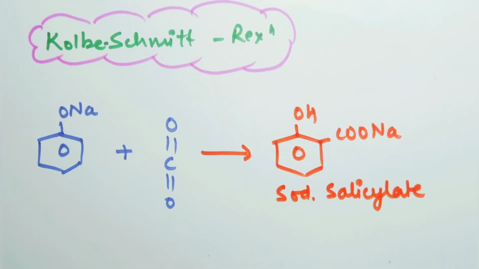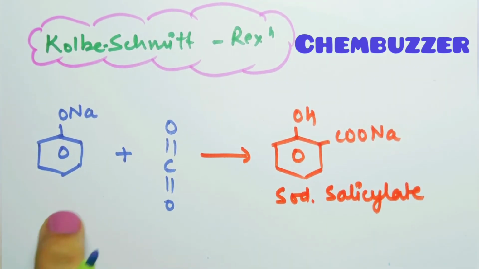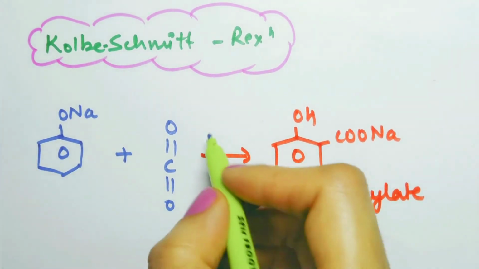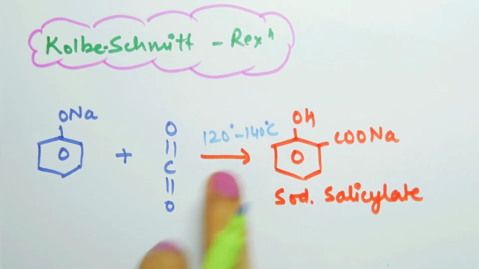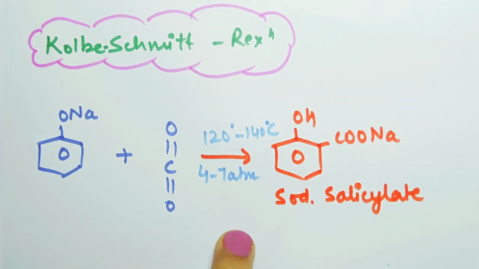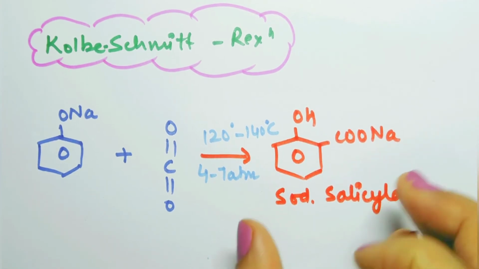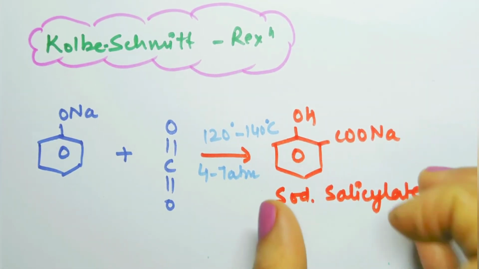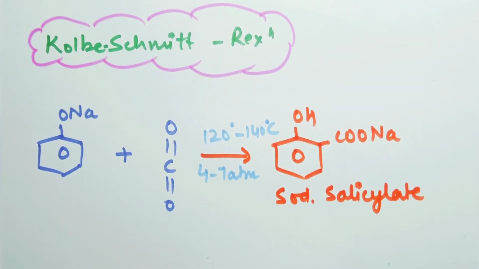Okay, after the formation of sodium salicylate, what happens? First let's see what is happening. In this case, sodium phenate is heated. The temperature, we have to learn this, is 120 to 140 degrees Celsius with CO2 under high pressure, and the pressure is 4 to 7 atmosphere. First the intermediate product is sodium salicylate. After that it is forming the ortho-hydroxy benzoic acid, that is salicylic acid.